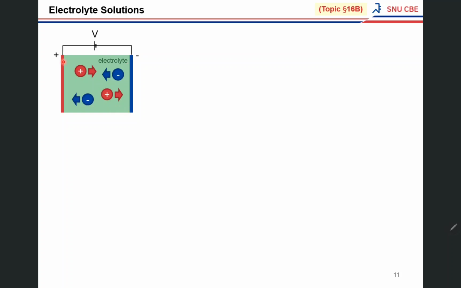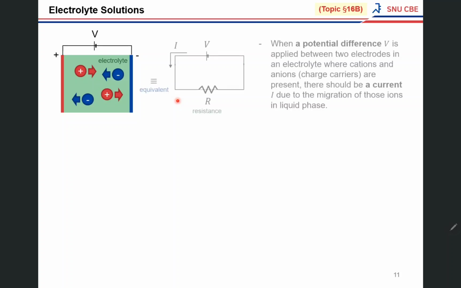If you apply some voltage difference on this liquid phase, the cations and anions will move in opposite directions like this, and as a result of the movement of these ions, you will have some current. So you have the voltage difference and specific values of the current. Then there should be some kind of ohmic relation. Here's the equivalent circuit.